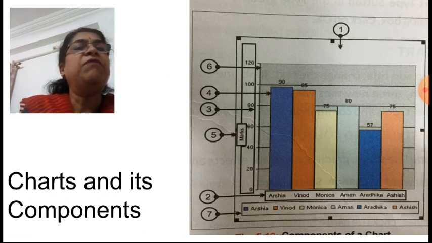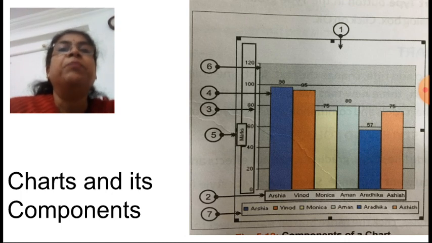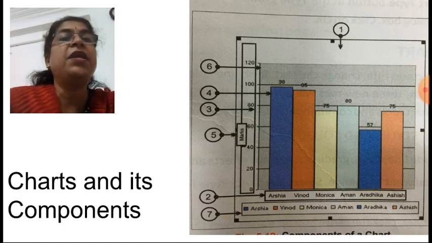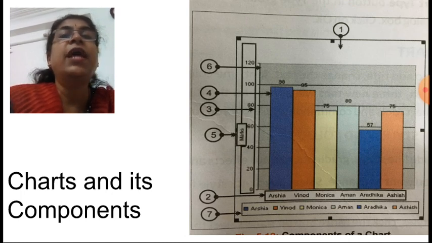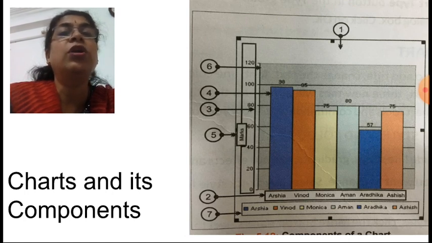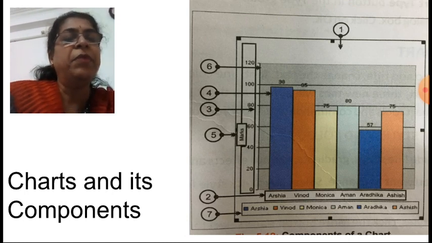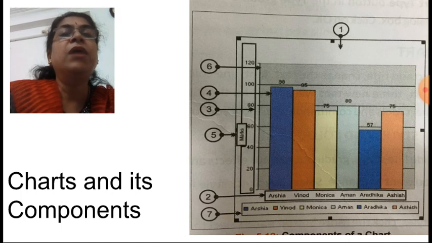See here, numbers are given. Like this, numbers only I'm going to explain. Now the first one is the chart area. This is the chart area demarcated. It includes the complete area and all the objects in a chart. Now number 2 is at the bottom. See, the category axis. Category axis or x-axis is the horizontal axis. The matter that is compared and presented in the chart comes under it.